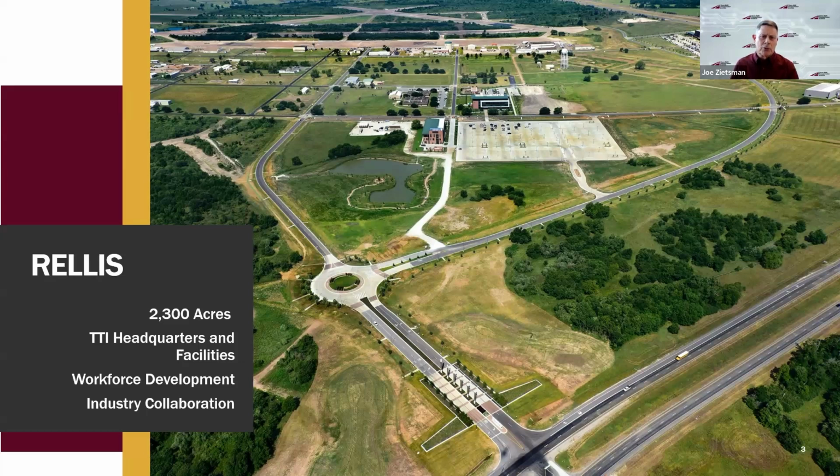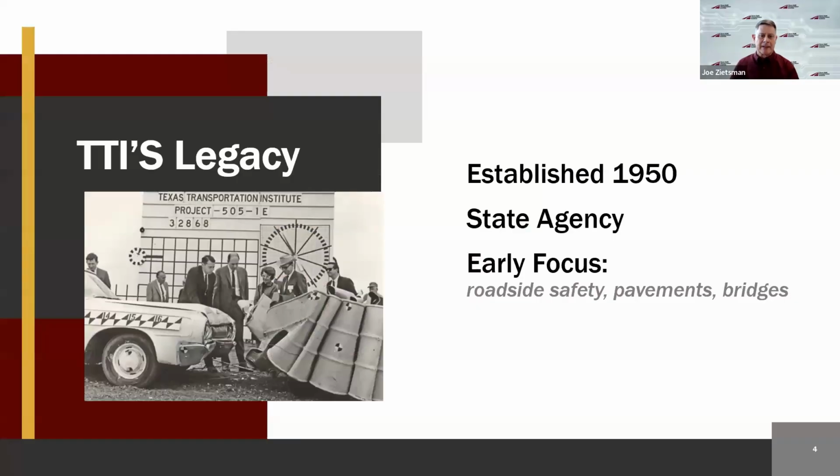So in addition to our location here, our headquarter building, we also have offices in the major metropolitan areas across the state of Texas. So in all the major metropolitan areas, TTI has an office in the state of Texas. We also have a presence in Washington, D.C., as well as Mexico City. So we are quite well distributed across the state and a few other strategic locations.